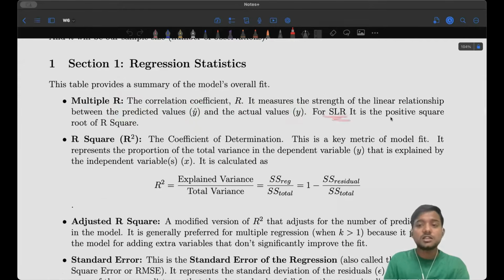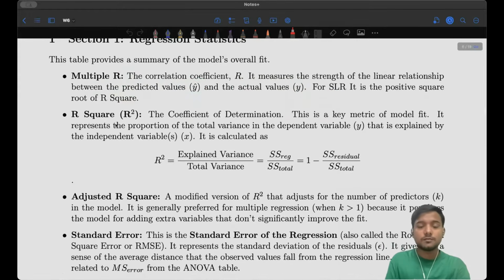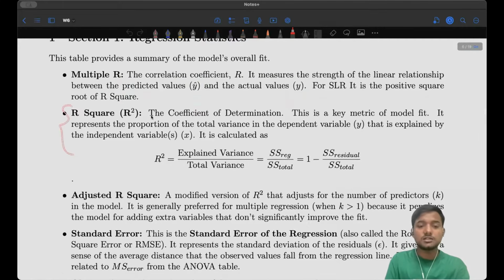For simple linear regression, it is the positive square root of R square. Okay. Now what is R square? So R square is this thing. It is known as the coefficient of determination. Okay. It is a key metric in model fit. It is used to assess how good your model is fitting and how good this model is, right? So you can directly compare two models with their R square. So greater the R square, the more we find it useful. Okay. It represents the proportion of total variance in the dependent variable Y that is explained by independent variables X, whatever you have, right? X1, X2 and all.